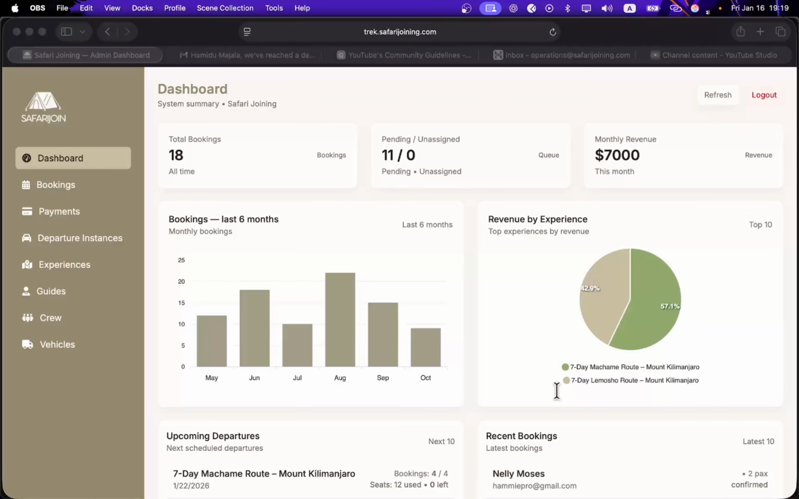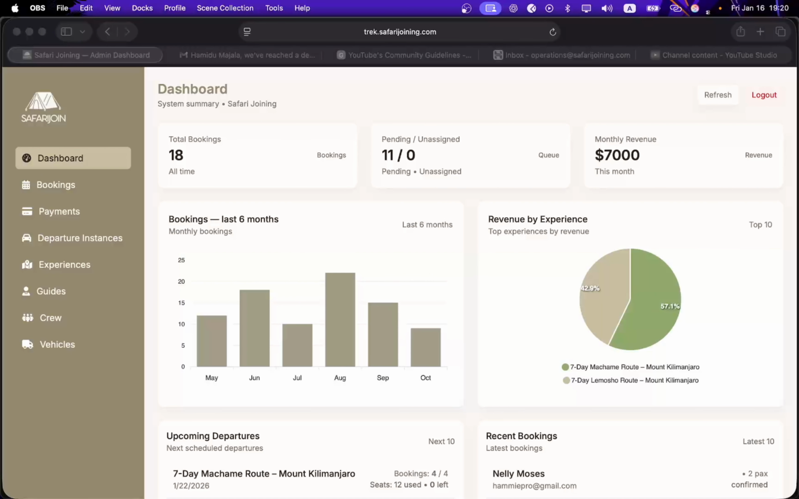This video explains how departure planning works for safari and trekking tour operations. Everything discussed here is conceptual and based on common operational workflows. No real client data, systems, or live transactions are shown. The goal is to explain how trips are planned in a structured way and why this matters for day-to-day operations.